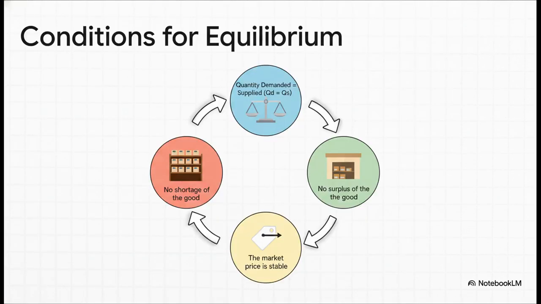It's stable. So look, these four statements on the screen, they're really just four different ways of saying the exact same thing. If the amount people want to buy equals the amount people want to sell, that's our core equation, QD equals QS, then it logically follows that there can't be any empty shelves and there can't be any overflowing warehouses. The market clears perfectly and the price just locks in.